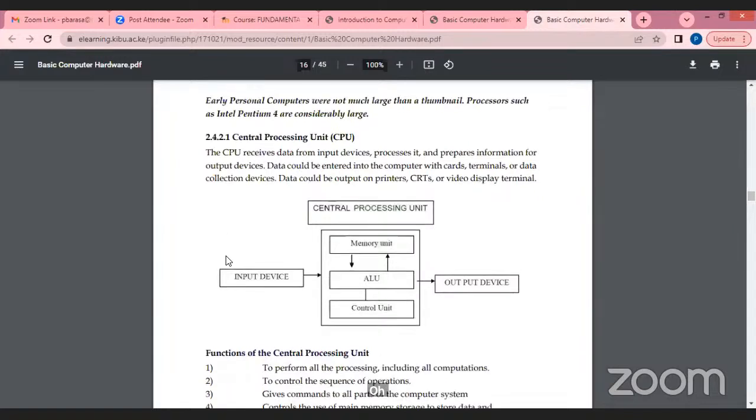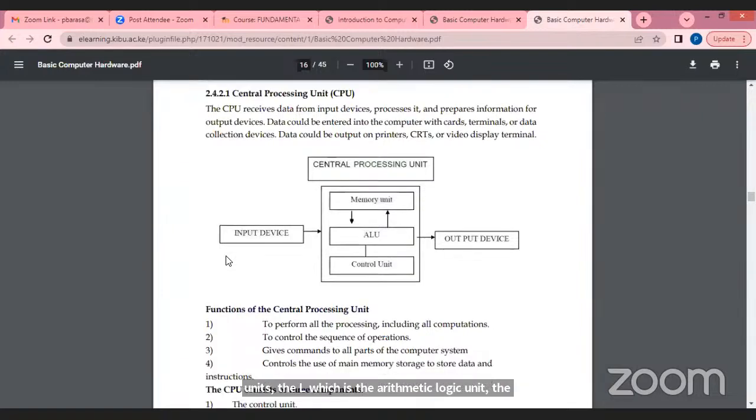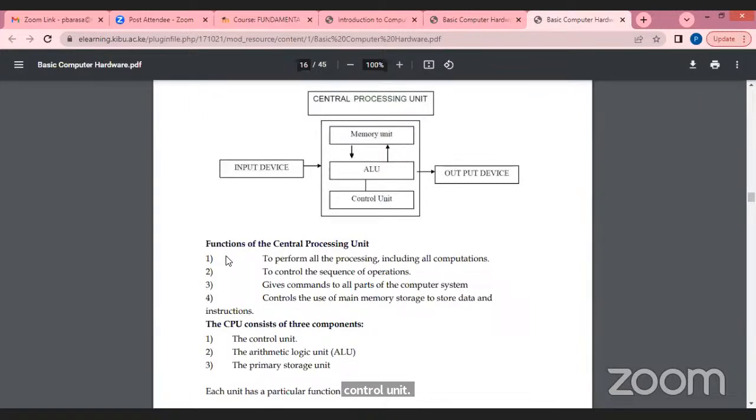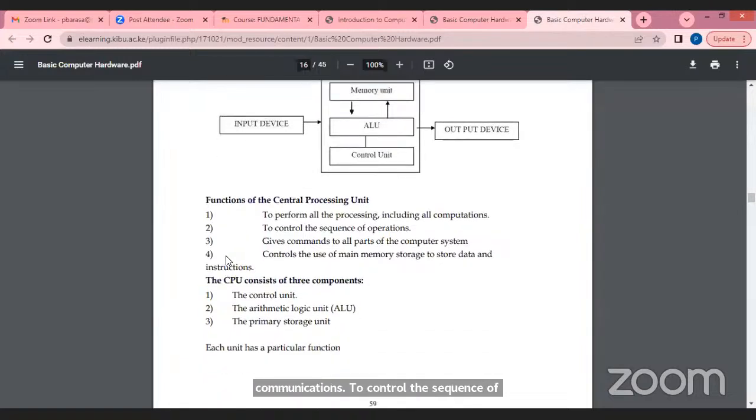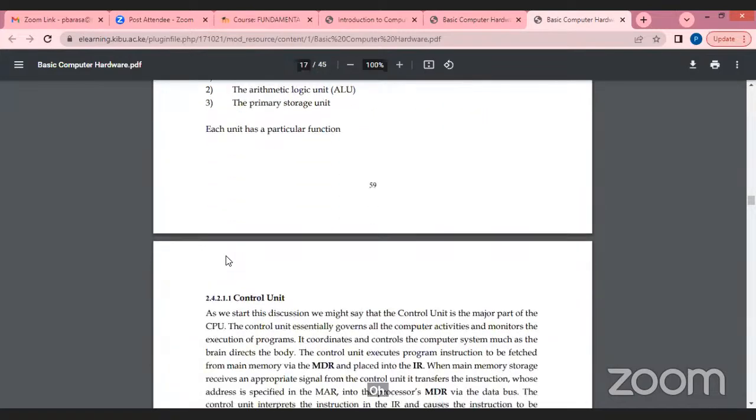So we have the CPU, the central processing unit, which has the memory unit, the ALU, which is the arithmetic logic unit, and the control unit, of course, then what is coming in so that it can process, which is the input, and what comes out is output. The main functions of the central processing unit are to perform all the processing, including all computations, to control the sequence of operations, give commands to all parts of the computer system, and control the use of main memory storage to store data and instructions. So the CPU consists of three components: the control unit, the arithmetic logic unit, and the primary storage.